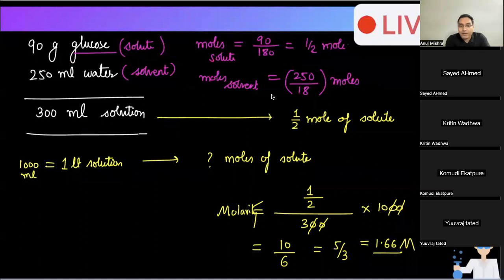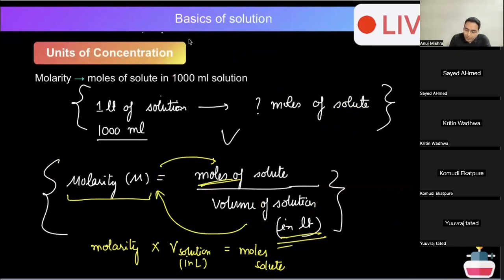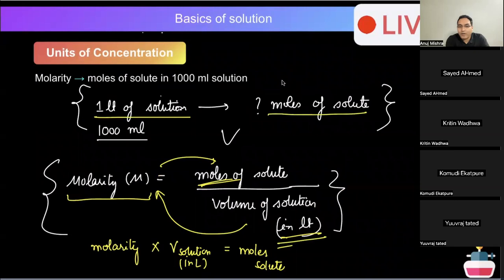Now, the next thing: what is the unit of molarity? Read it once again. Number of moles of solute in how many liters of solution? 1 liter of solution. So what should be the unit? Gram per liter or moles per liter? Not gram per liter. It should be moles per liter. Clear?